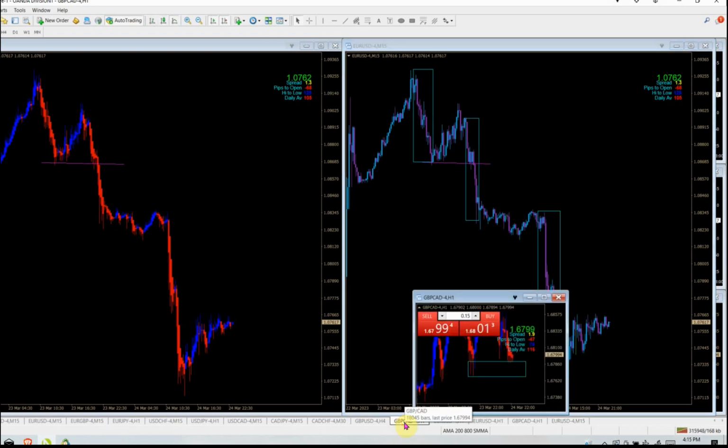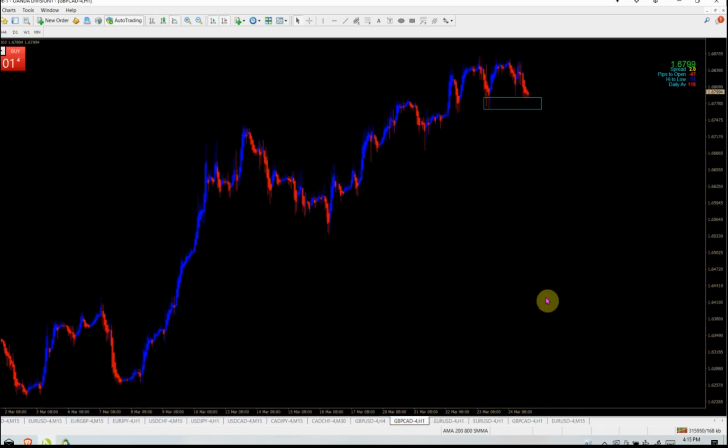All right, I suppose we can look at another one here. So here's the pound Canadian. I just picked one randomly here.